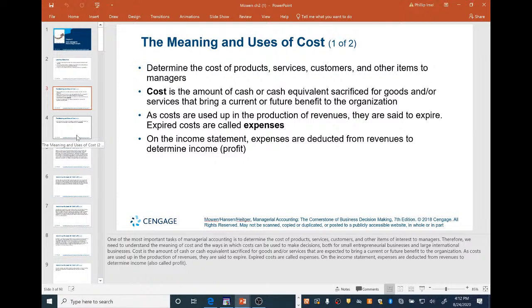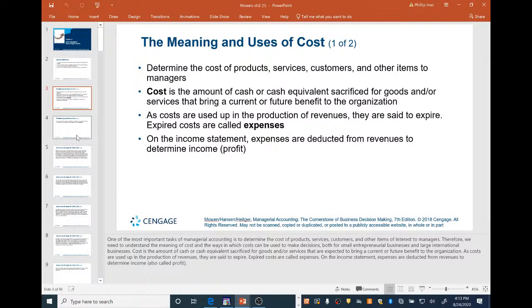Okay, so the meaning and uses of cost. And obviously all these slides are posted, so unless there's something that's not on here, you don't need to worry about taking notes. Just like I said, if something sticks out from outside of this, because all this is on the website, you don't need to worry about it. Determine the cost of products, services, customers, and other items to managers.